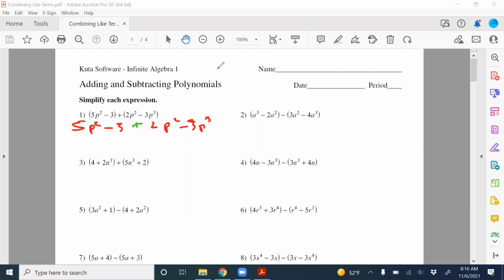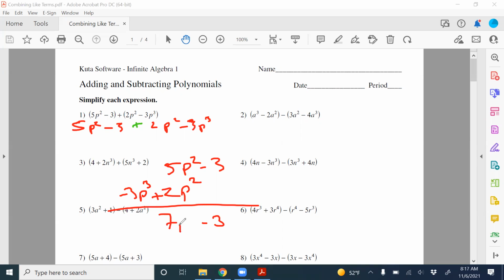And then we want to stack. So you have 5p squared minus 3. The other one's 2p squared. And I'll put negative 3p cubed right here. So I'm also putting them in descending order of their powers. So now, what combines with negative 3? Well, nothing. So you have negative 3. What's 5p squared and 2p squared? Those are like terms. That's 7p squared. What combines with a negative 3p cubed? Nothing, because there's nothing else like that. Remember, we're calling these like terms for a reason. And there you go. That's how you combine like terms for number 1.